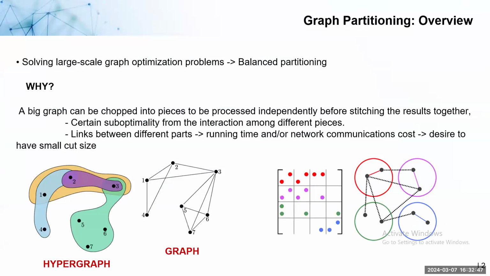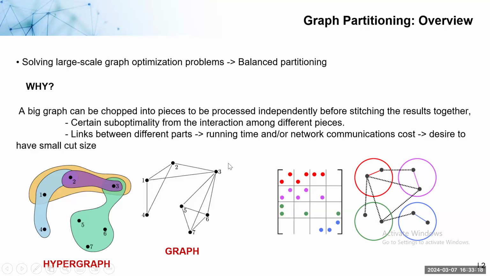So why do we need graph partitioning? That is an important point. For large-scale graph optimization problems, we will need to chop the graph into pieces because sometimes the graph can be too large to fit into one machine. So we will first compute on the different parts, and then we can stitch the results together. But the quality depends on how we partition the graph into pieces, as you see in the image.